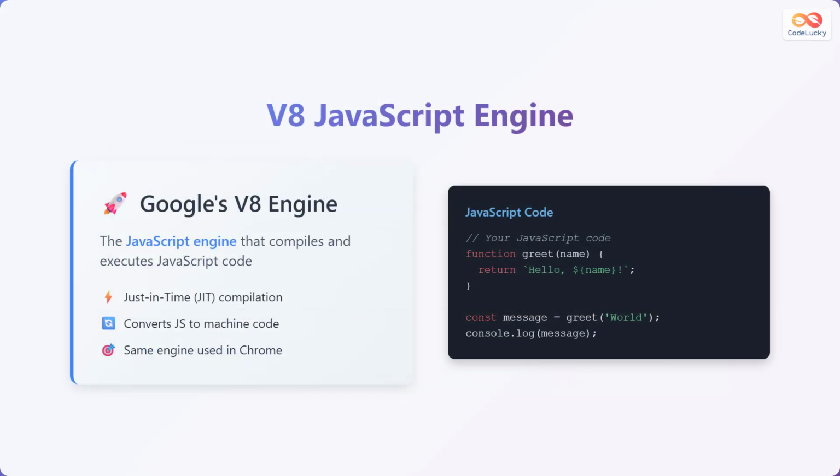Let's delve deeper into the V8 JavaScript engine. V8 is Google's JavaScript engine that compiles and executes JavaScript code. It uses just-in-time compilation, often abbreviated as JIT, to convert JavaScript code into machine code, enabling high performance. V8 is the same engine used in the Chrome browser, making Node.js incredibly fast and efficient. Here is a sample JavaScript code.